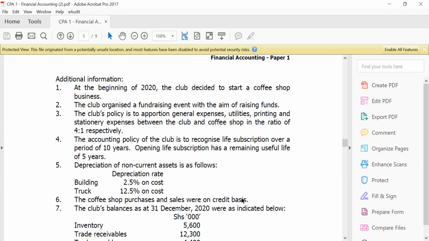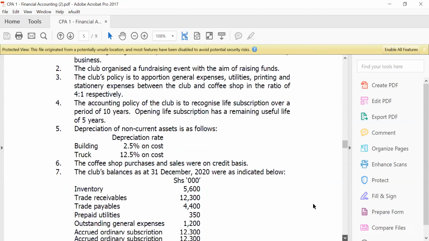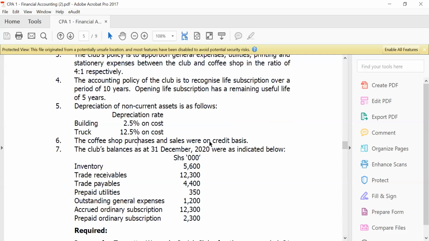And then we proceed. They tell us here that the coffee shop purchases and sales were on a credit basis. So we didn't have any cash purchase or sale for the coffee shop. They were all on credit.